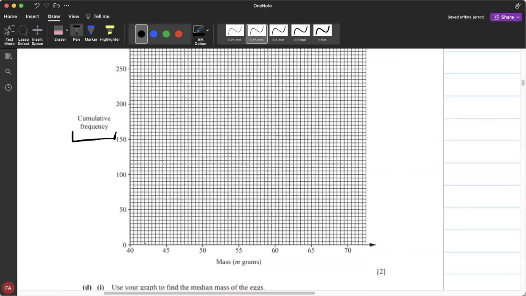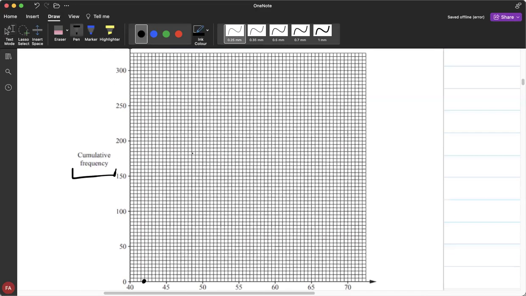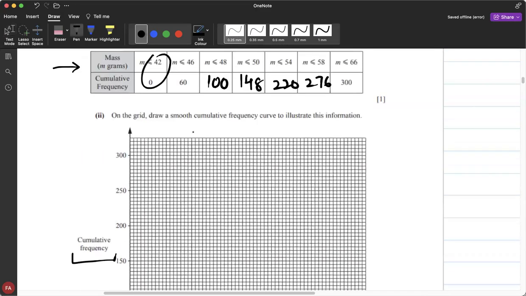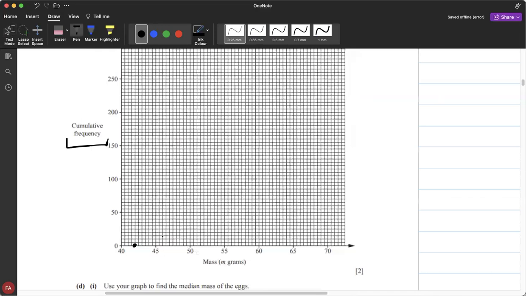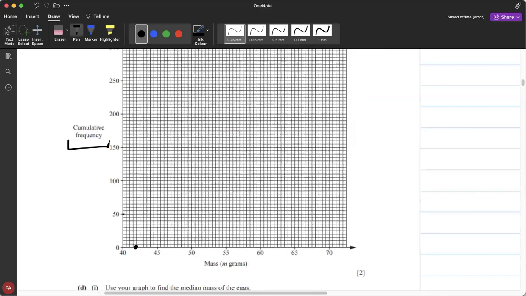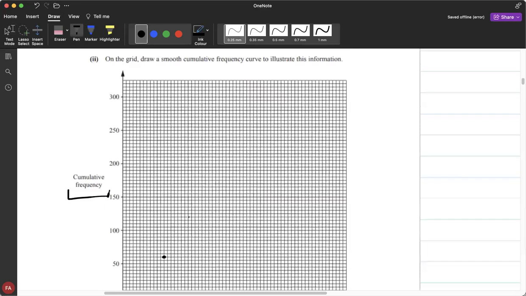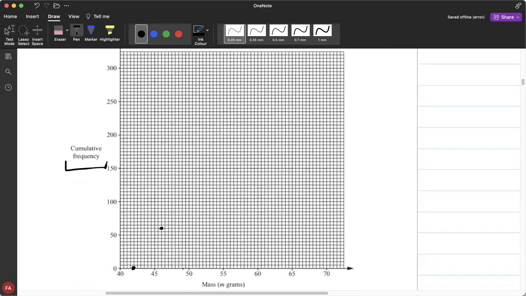And this over here should be 42 and 0. In a similar way, the next is 46 and 60. So 46 should be somewhere over here. 48 and 100. All right, so this is 48 and somewhere around this.